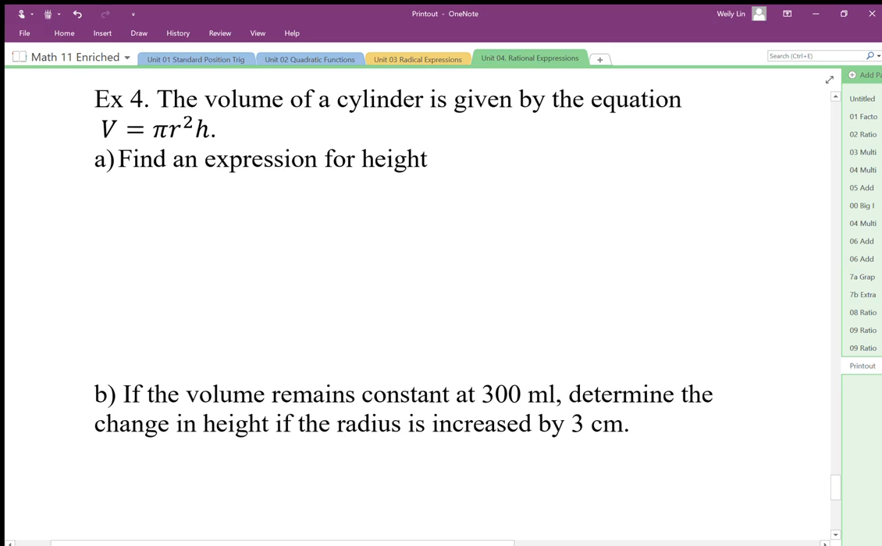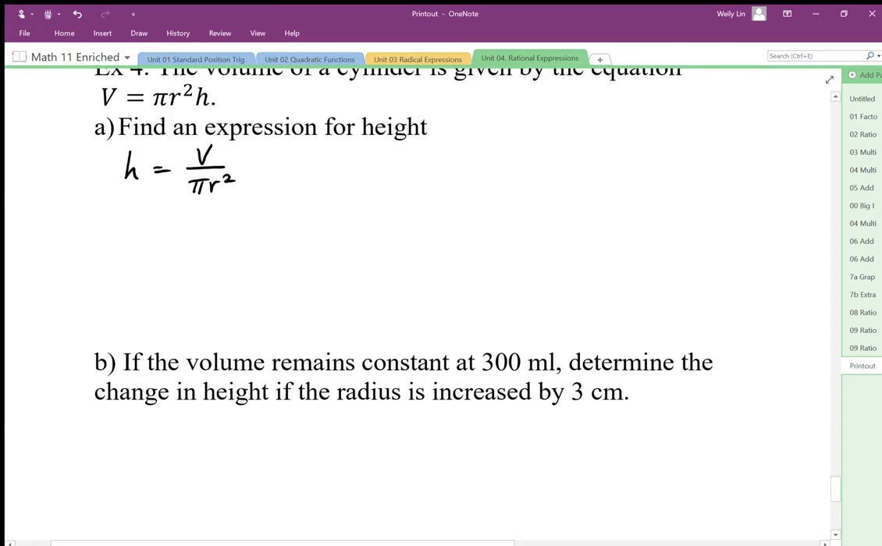So you want to write an expression for the height. So essentially we're going to solve for the height. So height is equal to volume divided by, we're going to undo the times pi times r squared with the divide, pi divide r squared. So there's our expression for height.